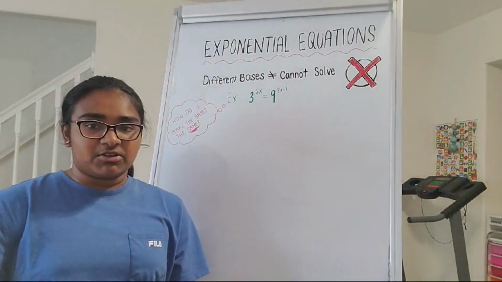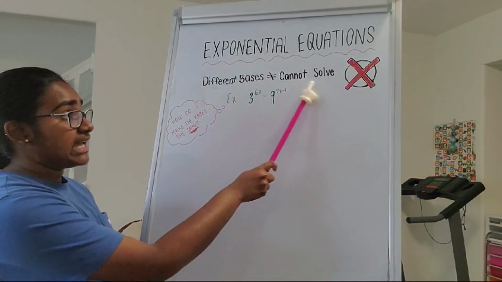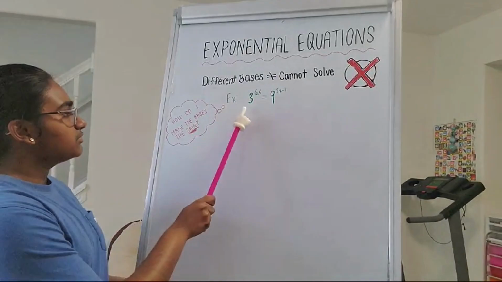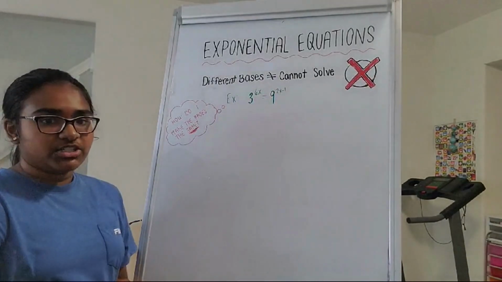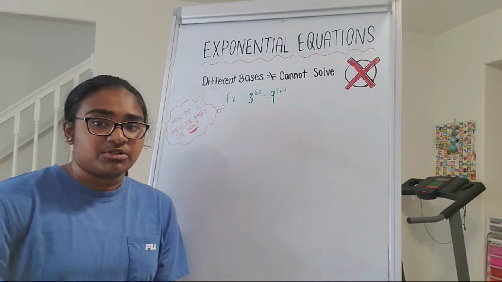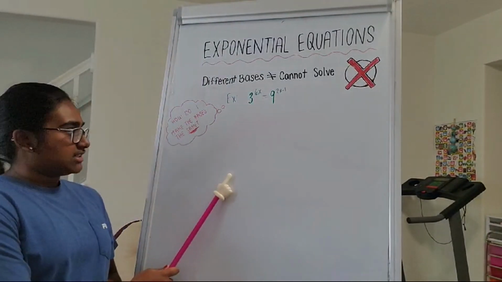The main thing you have to know about solving exponential equations is that when there are different bases, you can't solve it. For example, 3 and 9, they're different numbers, so we can't solve the equation yet. But the first question we have to ask ourselves is, how do I make the bases the same?